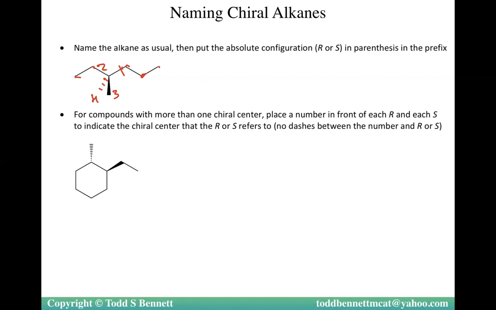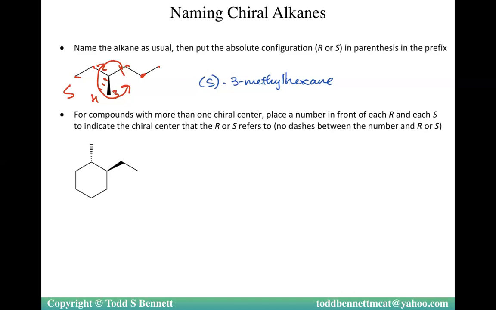So priority 1, 2, 3, it is S. You put the S in front of the overall name. So it is S-3-methylhexane. So carbon 1, 2, 3, 4, 5, 6. On carbon number 3, you have the substituent, and it's S. Had the CH3 been in back and the H in front, it would have been an R-3-methylhexane.